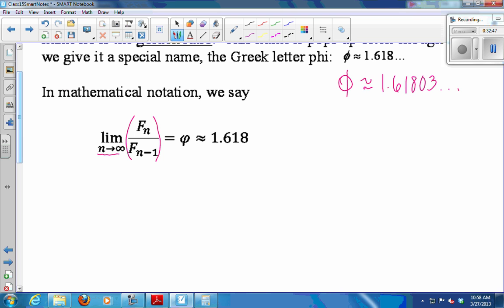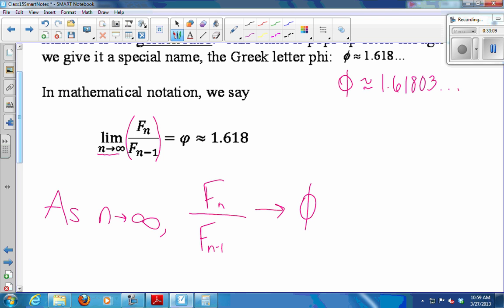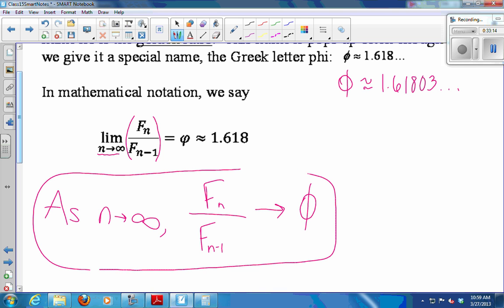Another way to write this is we could say as n approaches infinity, as n gets really big, the ratio of two Fibonacci numbers, any Fibonacci number over the number before it in the list, approaches phi. This is kind of a nicer notation, I think. And phi is approximately 1.61803.